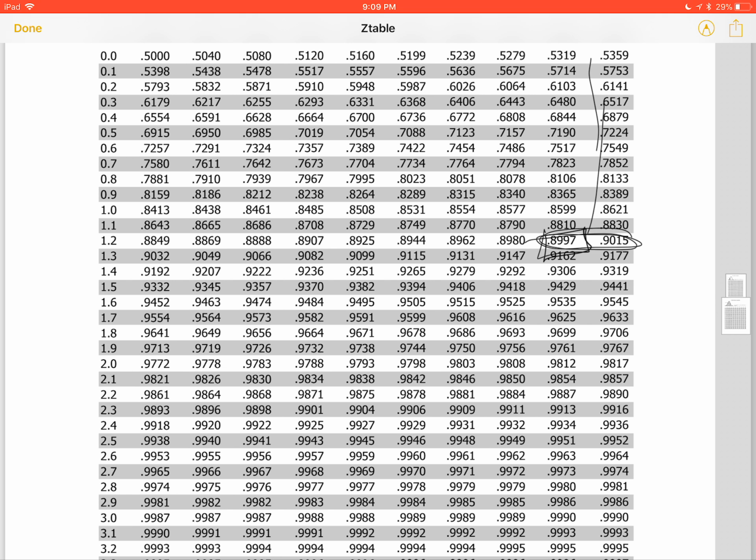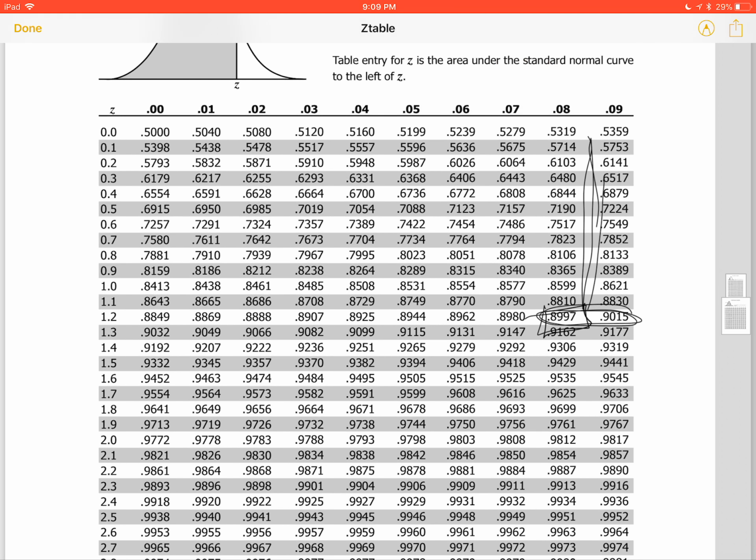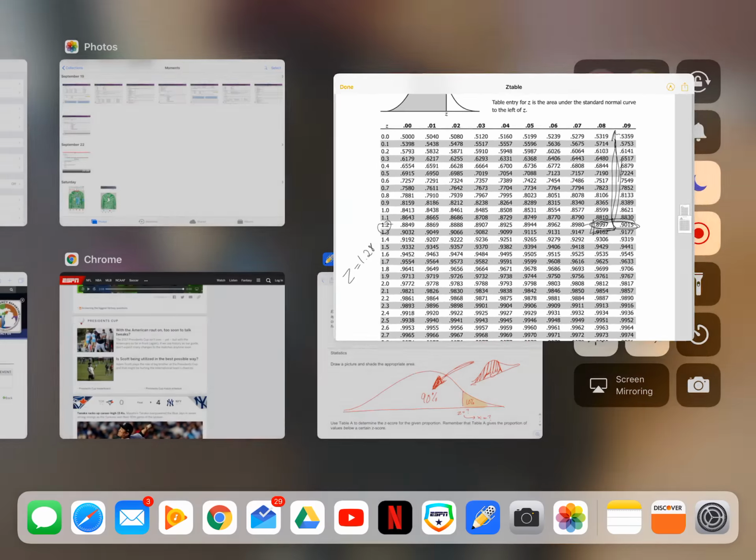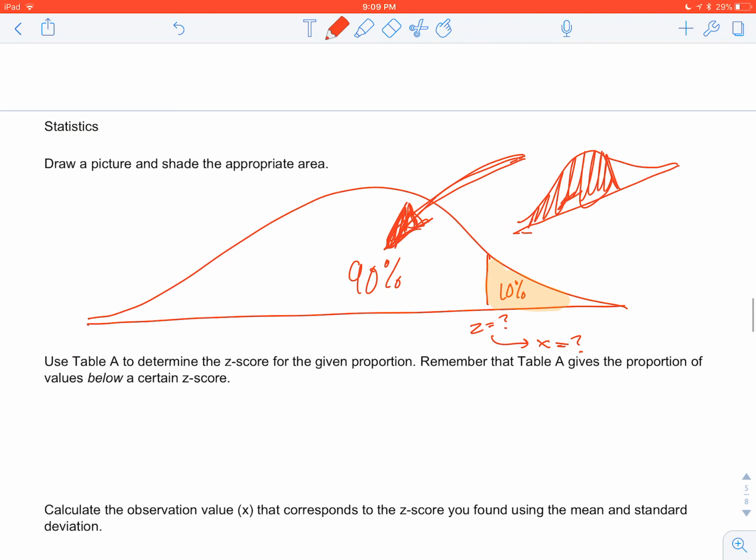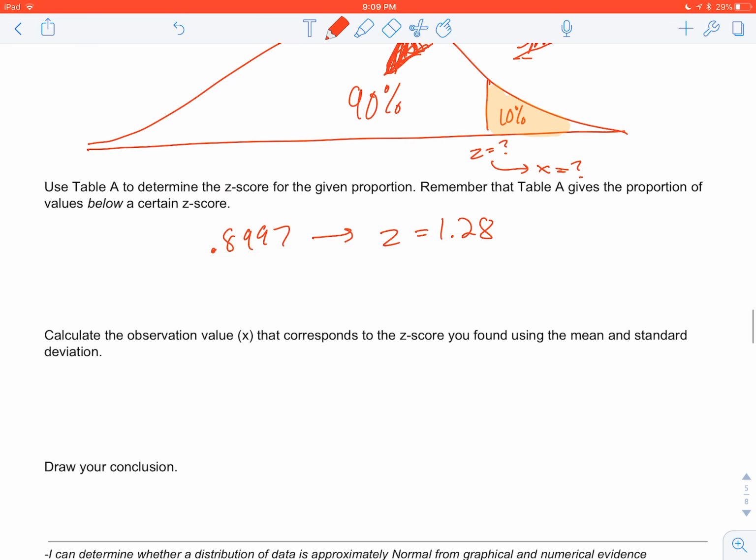Find the z-score. So it's the second to last column. So I scroll up here. 0.08, 1.2. So z is going to be 1.28. Let's go back to our notes. For this, we use 0.8997, which gives us a z-score of 1.28. Now, we've got to work backwards to find the context. What is the z-score of 1.28? Because it doesn't answer the question in terms of words per minute.